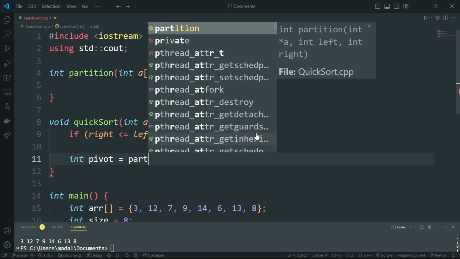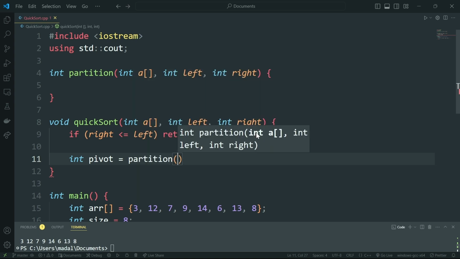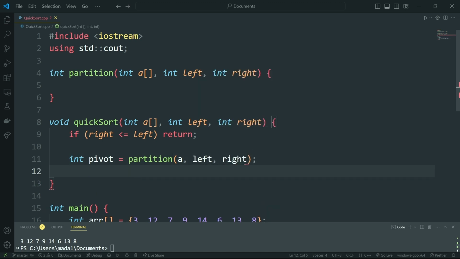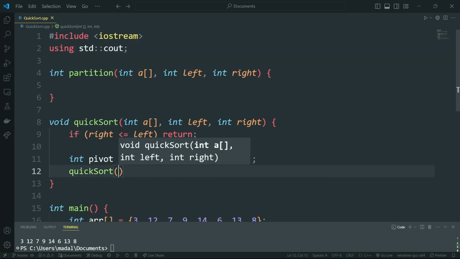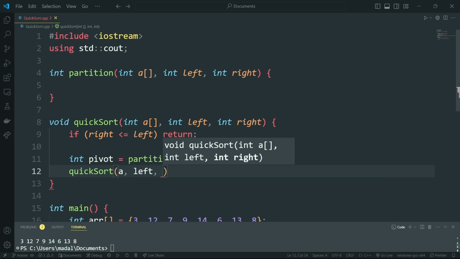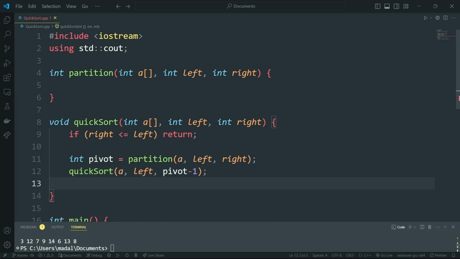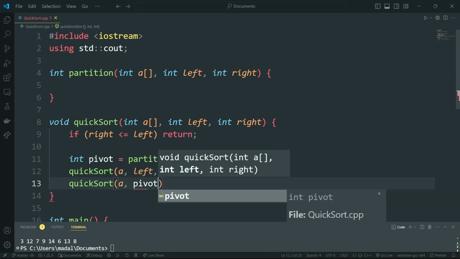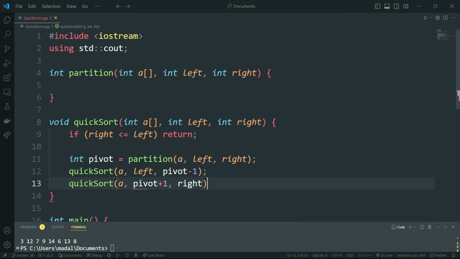And this is actually going to be returned by our partition function. This is also going to take in our array, our left, and our right, like so. And now, since this is a recursive function, I need to call the quicksort function with the left side of our array, so from left to pivot - 1, and to the right side of our array, so A, and this is going to be pivot + 1 and right. So this is the quicksort function.